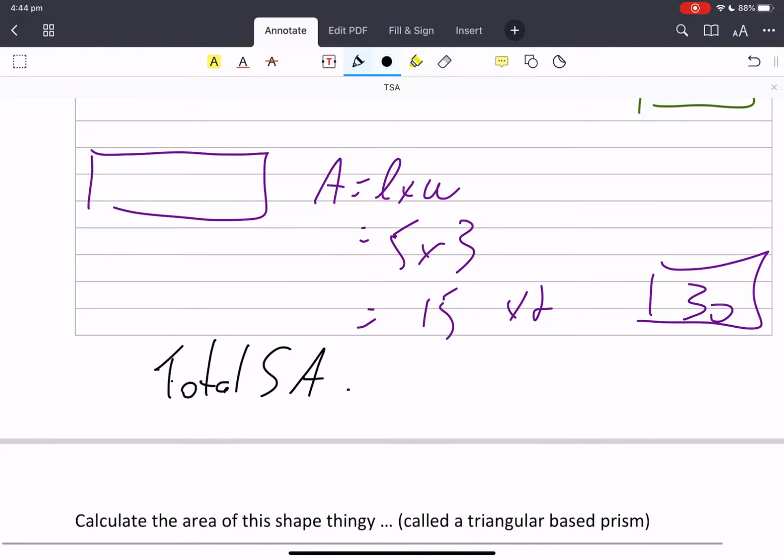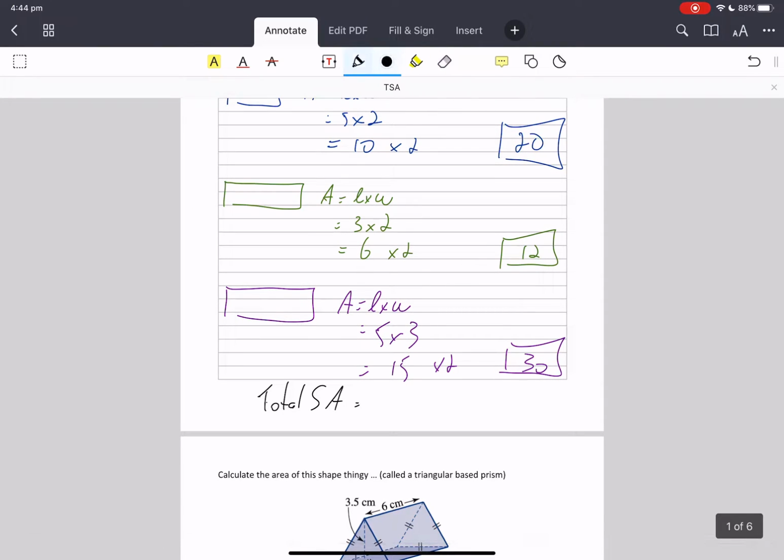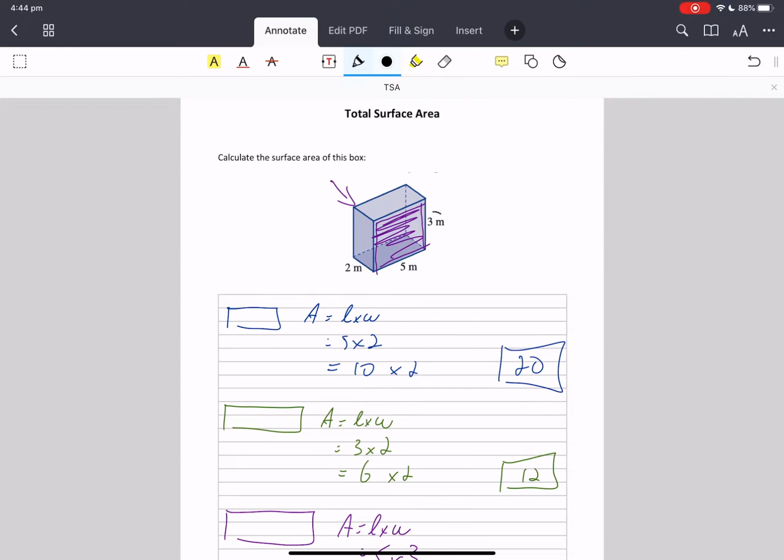Total surface area. I'm just going to add them up. 20 plus 12 plus 30. How quick can I be? 62. And that would be square metres.